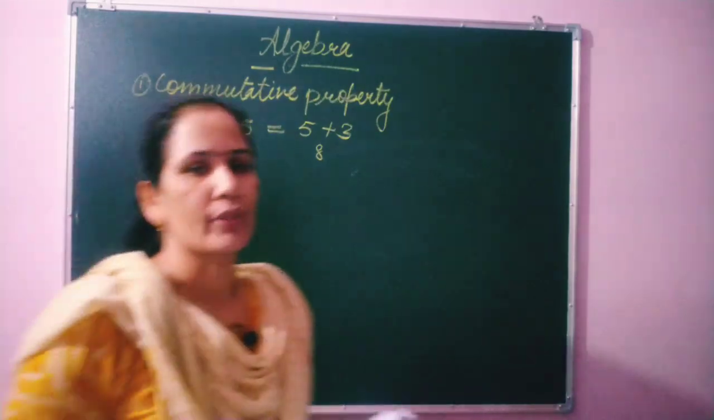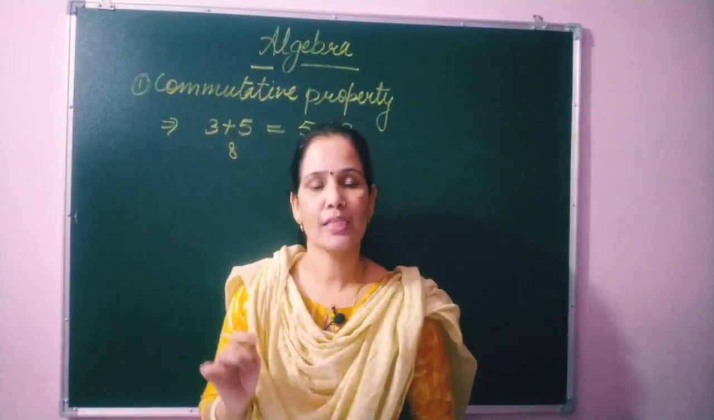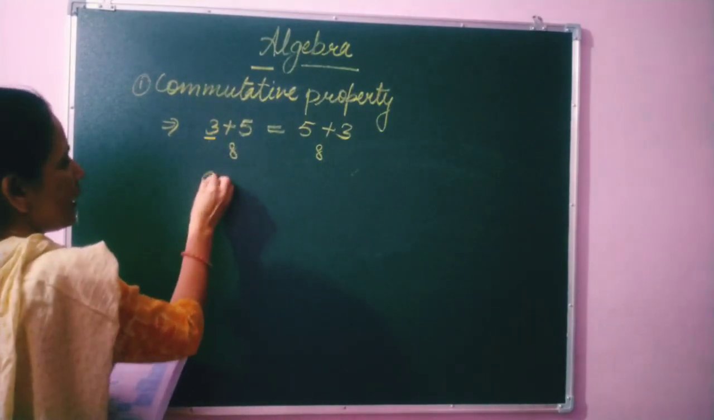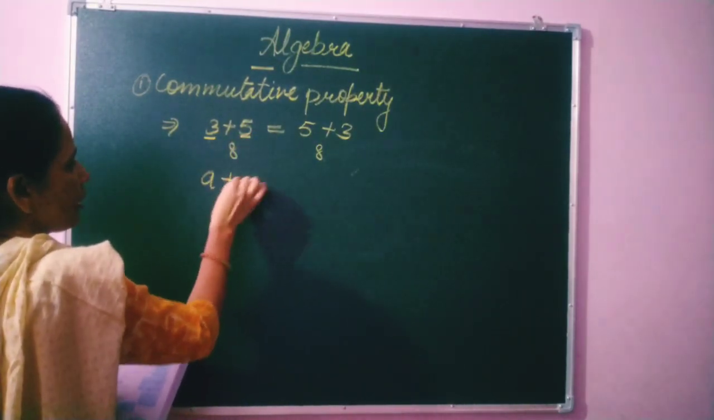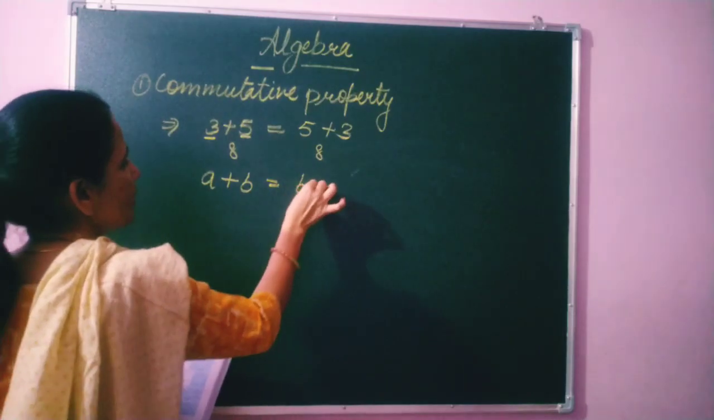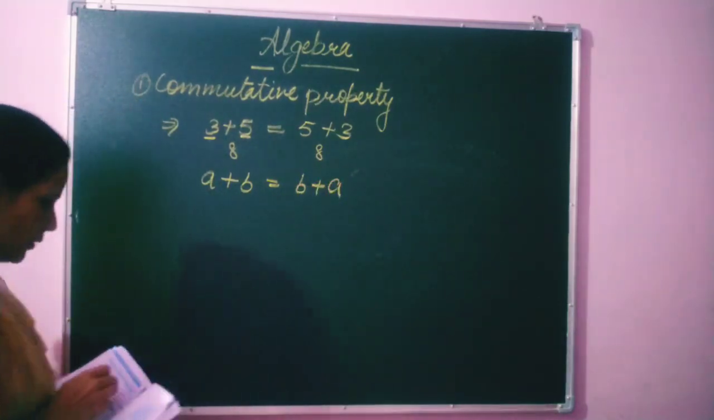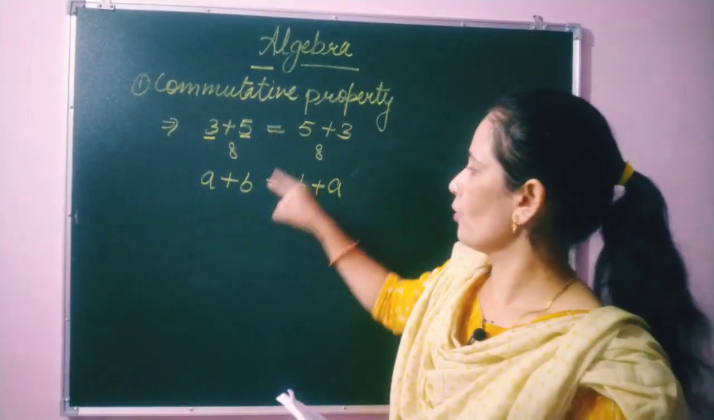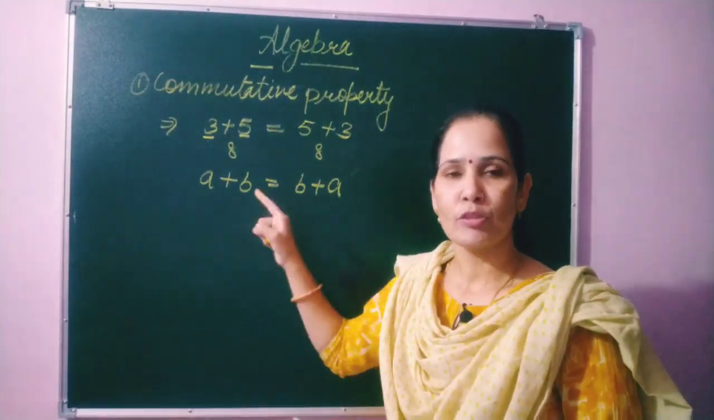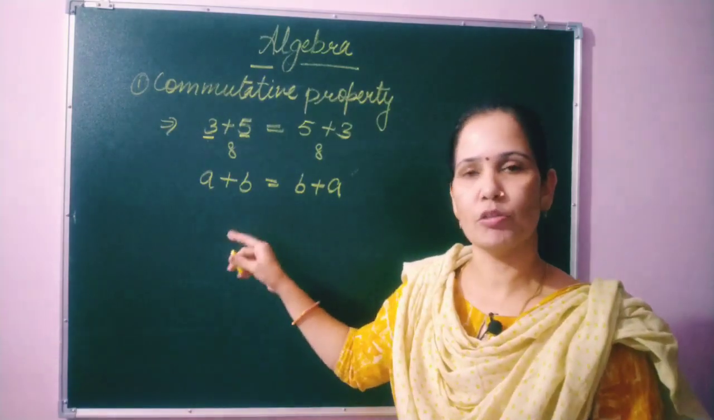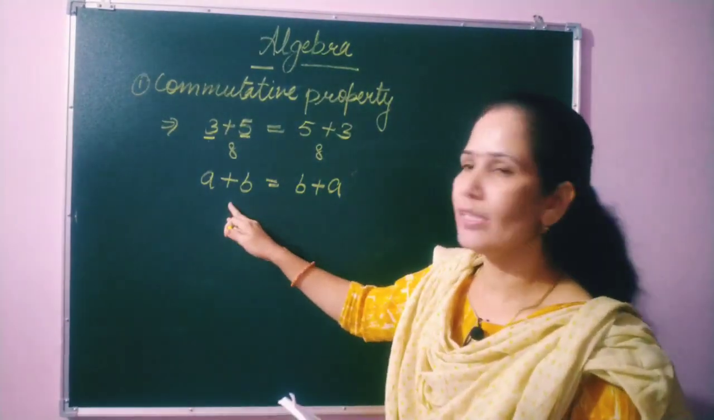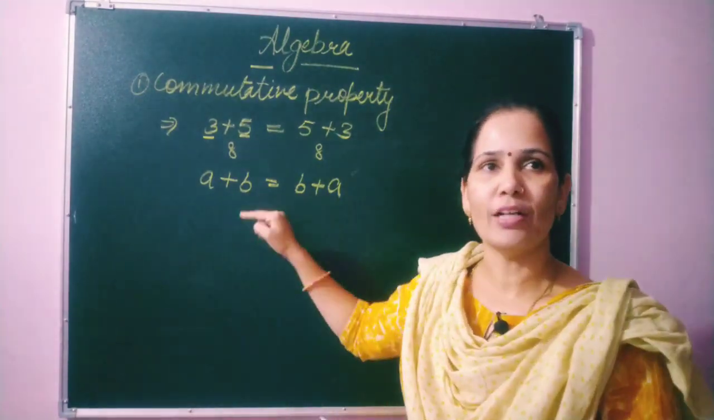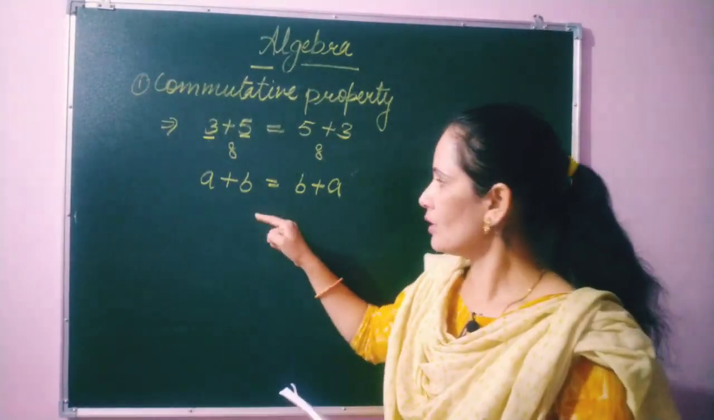So for the same property, how can we show it with the help of algebra? Let's see. Take A instead of 3, and B instead of 5. So A plus B equals B plus A. Now we have expressed the basic formula of the commutative property with the help of algebra. So students, in this way, using algebra we can show the property, and we know very well that variables can have different values, so their values can be changed according to the situation.